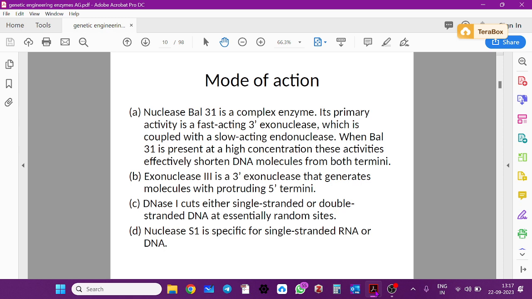Achha, then exonuclease 3 is also a 3' exonuclease. So it will keep on chewing the 3' end.